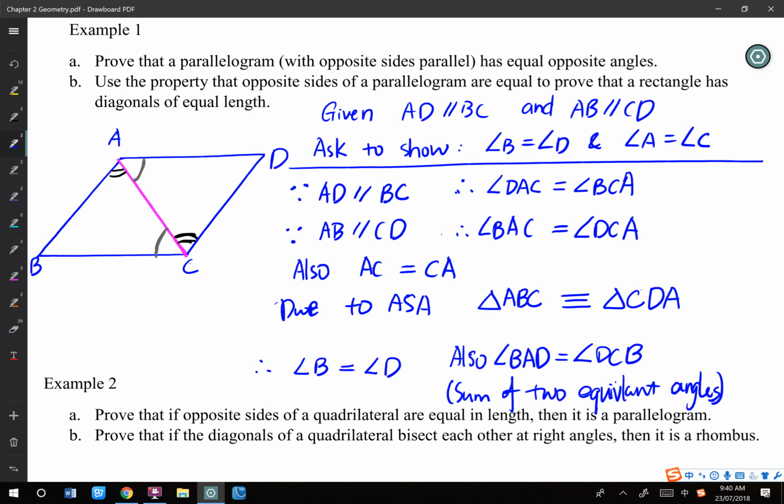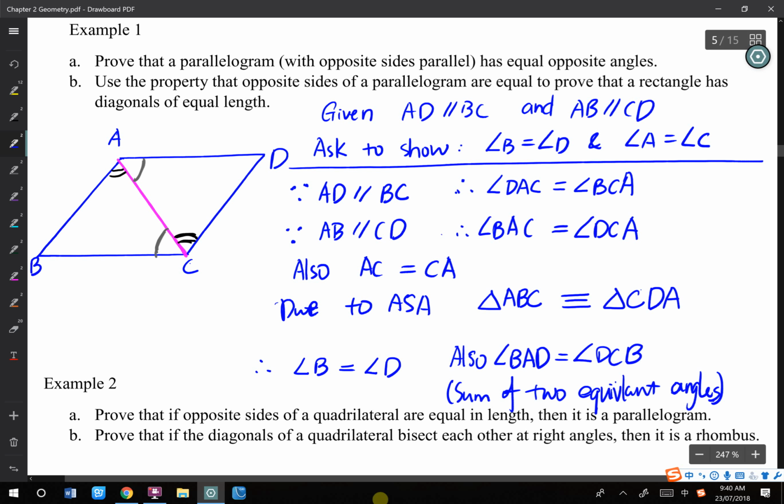Okay, think about B. B is asking, use the property that opposite sides of a parallelogram are equal to prove that the rectangle has diagonals of equal length. So what I want us to do is use the property that opposite sides of a parallelogram are equal. So this is given to you.